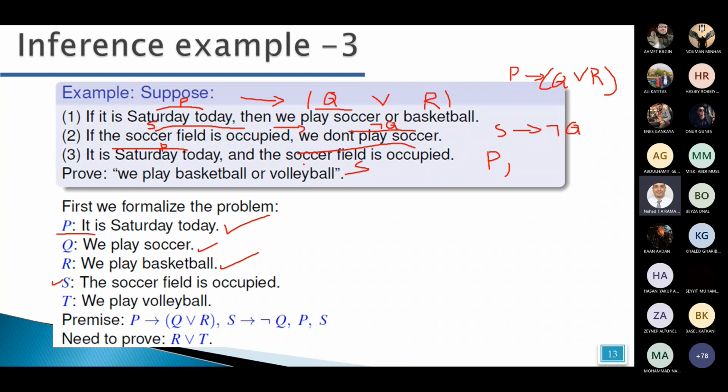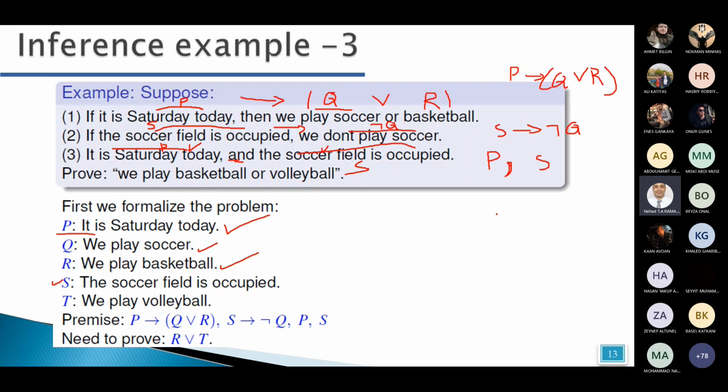Another statement. It's better not to connect with "and" here, because each statement you can use alone, because it gives you information. So it is Saturday, you can stop here. Yes, the soccer field is occupied, you can stop here. So it's not necessary to connect using "and" here. It just gives you information here and information here. So P is a premise, S is a premise. It's a fact given to you.